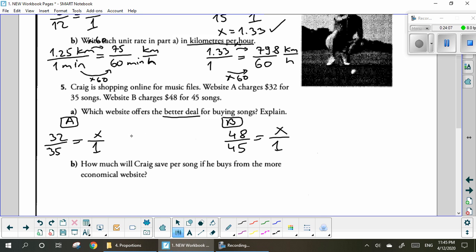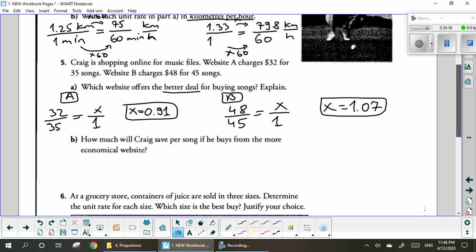I get that X is 0.91, so 91 cents per song. And in the other one, I'm going to divide 48 by 45. That's 1.06, so I will round it actually to 1.07. So $1.07 and 91 cents. So it seems like website A is better. So we're moving on. I'll just put a little check mark. It's a better deal.